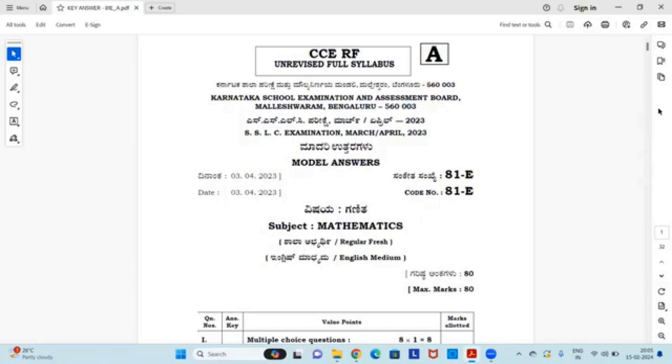Important video for all my SSLC appearing students. And yes, this is going to be a very helpful and informative video as we are going to discuss the class 10 mathematics solved model paper today in this video.